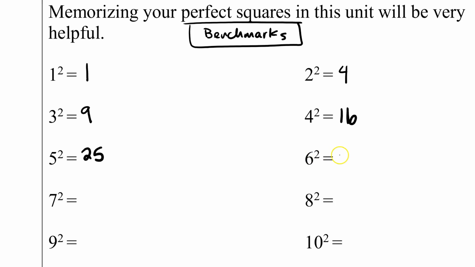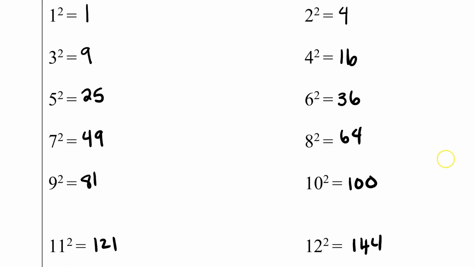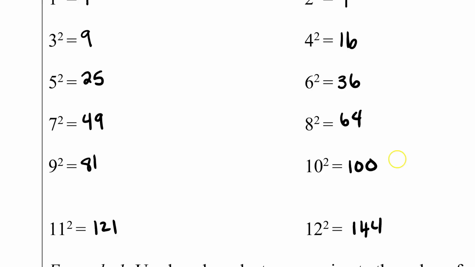6 squared is 36. 7 squared is 49. 8 squared is 64. 9 squared is 81. 10 squared is 100. 11 squared is 121. And 12 squared is 144. Some of you folks, I'm sure, would be able to fill that in on your own. So for some folks, this is going to require a little bit more memorization. But this list right here is going to be really helpful for the next little bit.